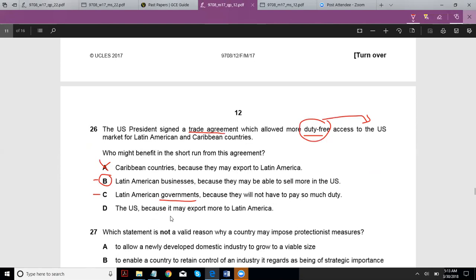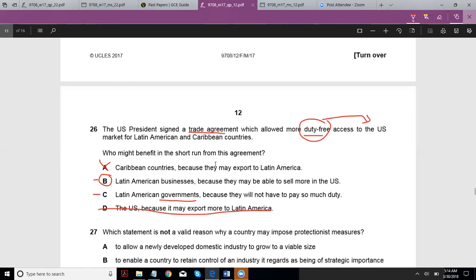The US, because it may export more to Latin America. Well, this is for sure wrong, because the only thing the trade agreement has talked about is increasing access to US markets for these countries. It doesn't say that it goes the other way around as well. So the US may have reduced its tariffs and stuff like that, but it's not necessarily that these countries would reciprocate. So D is wrong for sure.